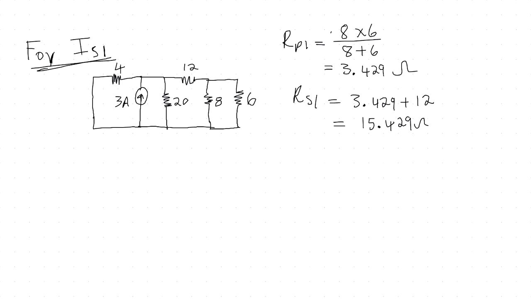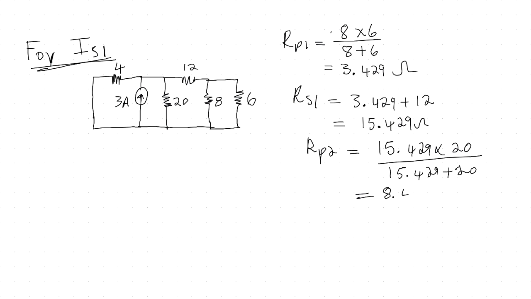Therefore, RP2 is equal to 15.429 multiplied by 20 divided by 15.429 plus 20, which is equal to 8.710 ohm.